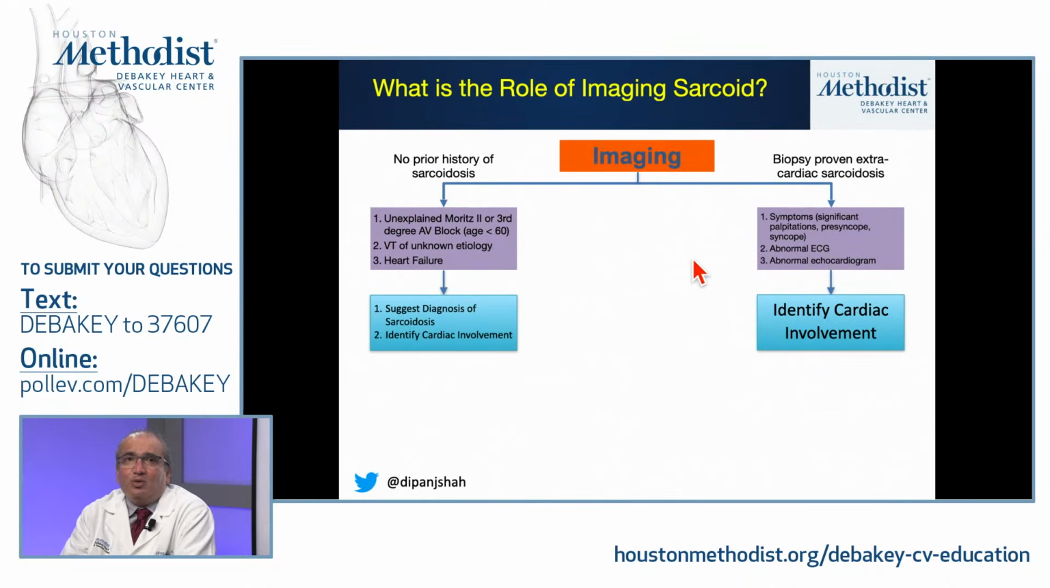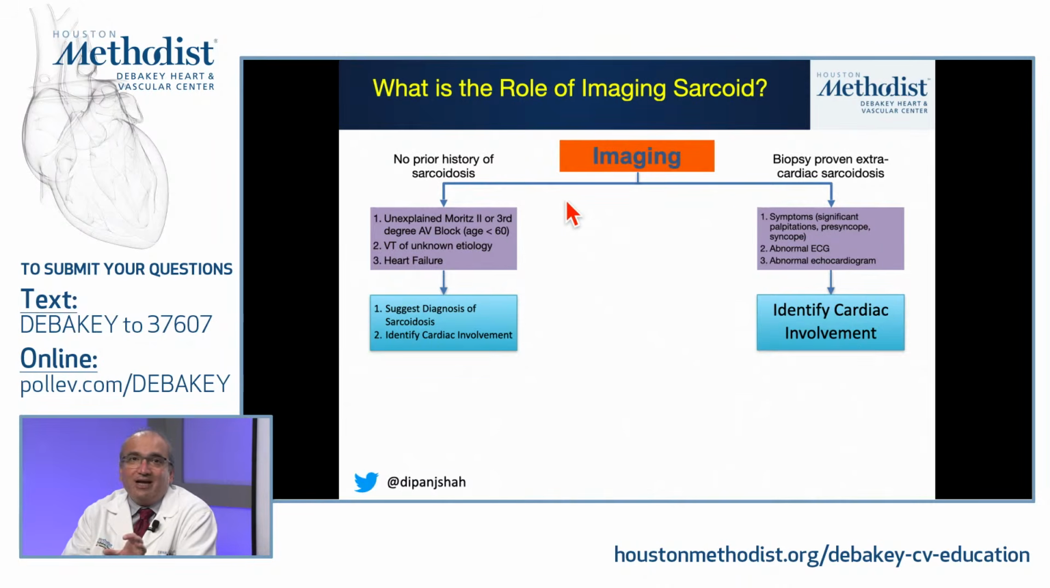And so, what is the role for imaging? I think it's really two pathways that we see. One obviously is in patients that have known extracardiac sarcoid that may get referred to the advanced imaging labs. And this is going to be typically in the setting of either some symptoms, either significant palpitations, pre-syncope or syncope, EKG abnormalities, or some abnormalities on the echocardiogram. And the goal here is really to identify the presence of cardiac involvement.